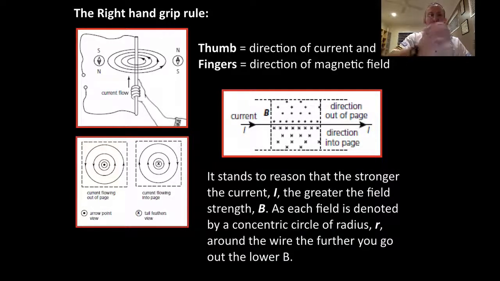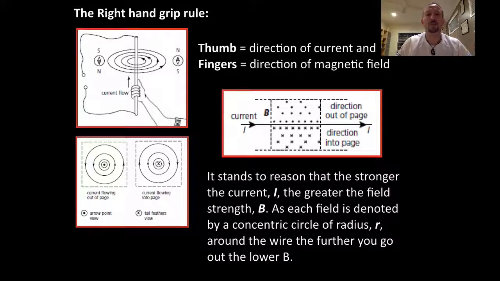Our fingers are showing the direction of the magnetic field line. Now, in this case, they will be going anti-clockwise. They're going from left to right as we look at it. So try it now and just see your pattern. Current going up and your concentric circles going around.